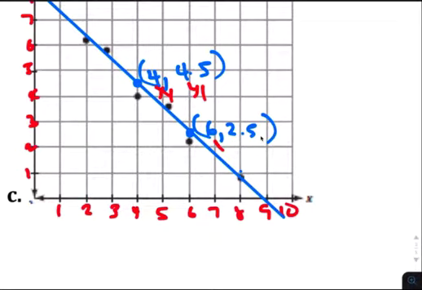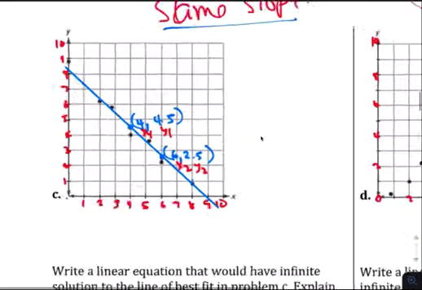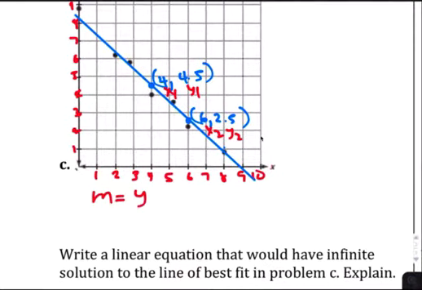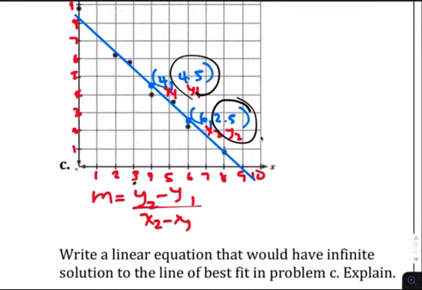x1, y1, x2, y2. Okay, so slope first. M equals y sub 2 minus y sub 1 over x sub 2 minus x sub 1. So you subtract the y's. 2.5 minus 4.5 is negative 2 over 6 minus 4, which is 2, so it's -1.